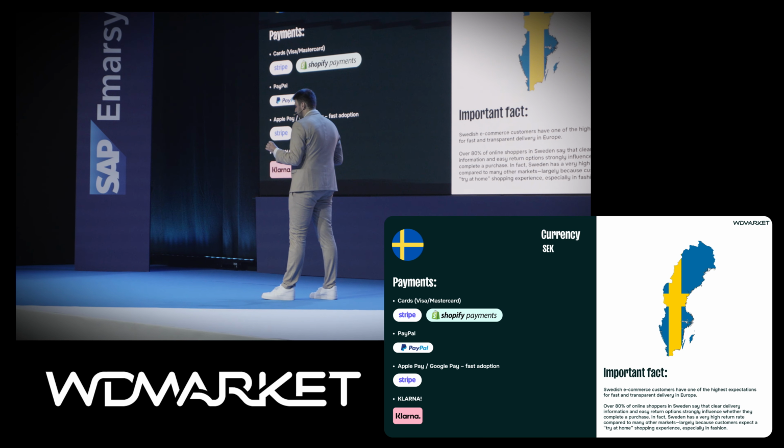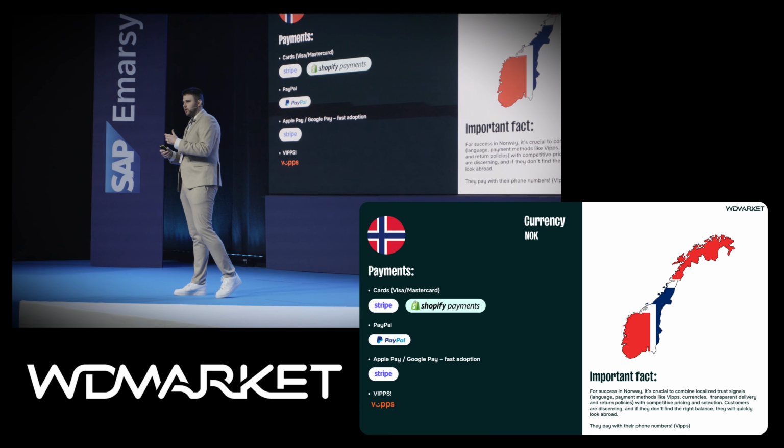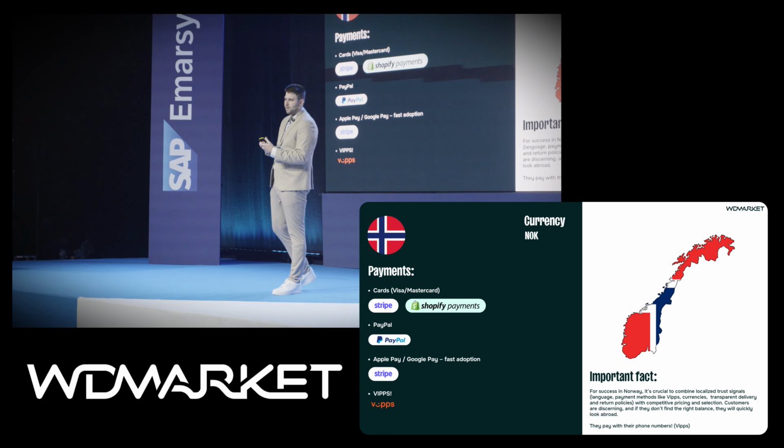Next one, Norway. It's a pretty tough market, difficult to get into, but very interesting if you are trying to enter that market. There's one big difference, like in the UK or Germany, they pay with phone numbers. That's why they use a payment method called Vipps. So how it works, they have an app where their phone number is connected to their card, and when they pay, they write down the number, they receive an SMS with a code, they enter the code, and the money is taken from the card. So if that market is very important to you, you have to have Vipps.